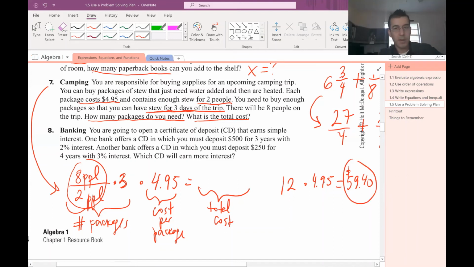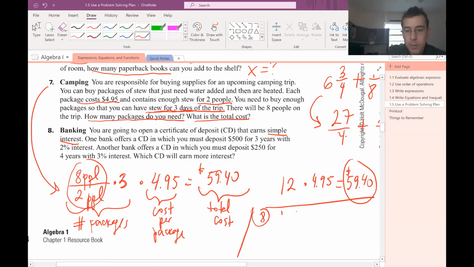Okay. Number 8, banking. You're going to open a certificate of deposit, or CD, that earns simple interest. So when you see simple interest, you know right away to use the formula I equals PRT. Okay. One bank, so it seems like there's one bank, another bank.